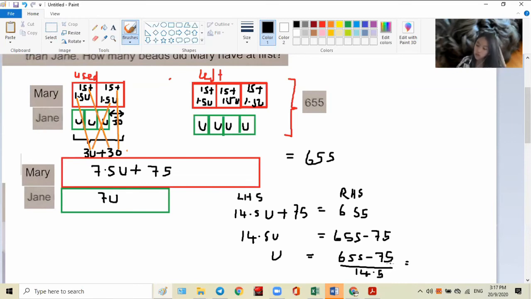Put it in your calculator. You get a nice number. 40. Okay, 40. So 1 unit is 40. What can I do? So I write here 40.